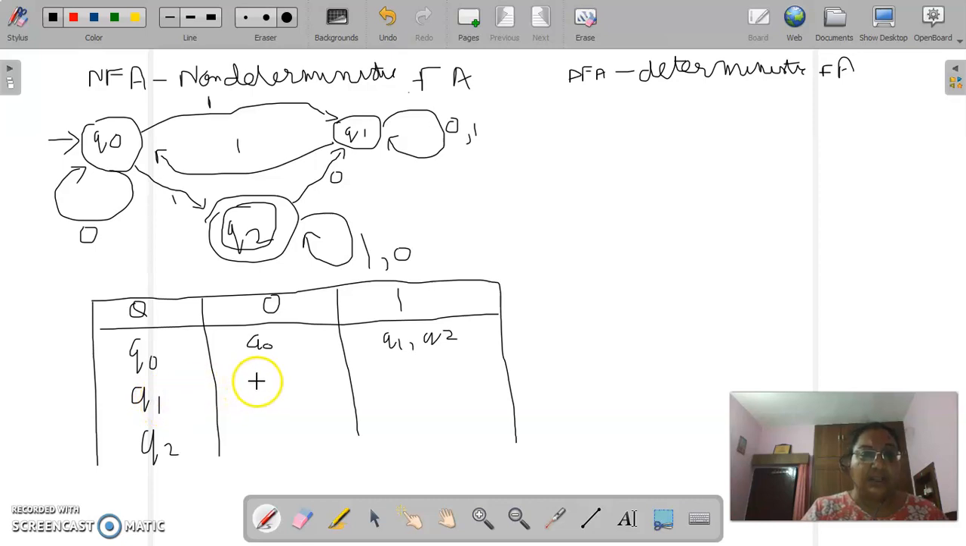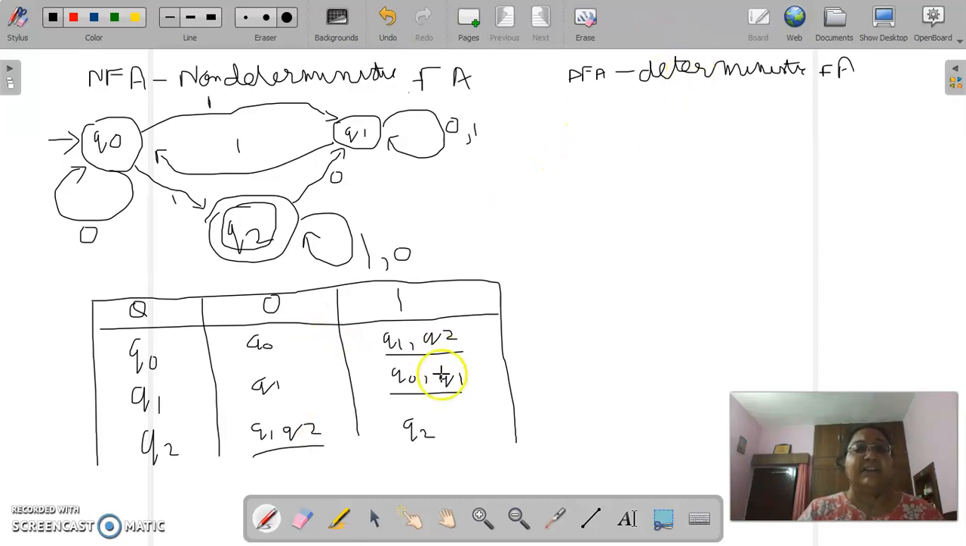Similarly, Q1 on an input of 0 remains in Q1. And on an input of 1, as we can see here, it can remain in Q1 or it can go to Q0. So we have Q0 and Q1. So it is again more than one state which is possible. Then we have Q2. So Q2 on an input of 0 can transition to Q1 or remain in Q2. So again we have 2 states, Q1 and Q2 here, and on the input of 1, it will remain in Q2. So here we can see that for the same input, more than one state is defined. So this is the property of a NFA.